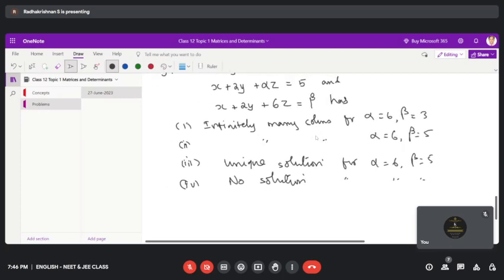Not exactly like that. It's not adjoint. So you have to look at the value of the determinant. So you have to first of all take determinant of A. What is your matrix A? 1 1 1, 1 2 alpha, 1 2 6. This is what we call matrix A, and matrix X we call as x, y, z. And matrix B is your right hand side, which is 6, 5, beta.